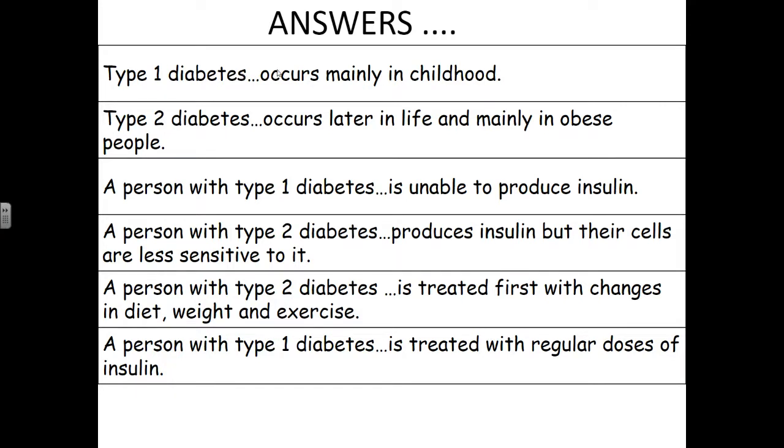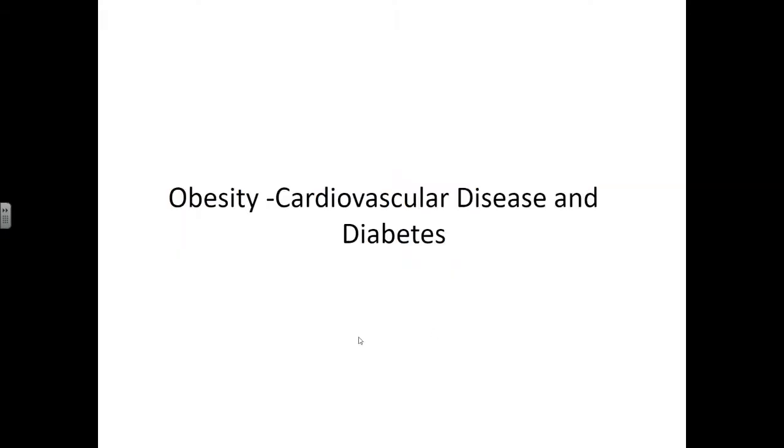Type 1 diabetes occurs mainly in childhood. Type 2 occurs later in life. A type 1 person is unable to produce insulin. A type 2 person produces insulin, but the cells are less sensitive. A person with type 2 is treated first with changes to diet, weight, and exercise. There are some medications. And a person with type 1 is treated first with regular doses of insulin.